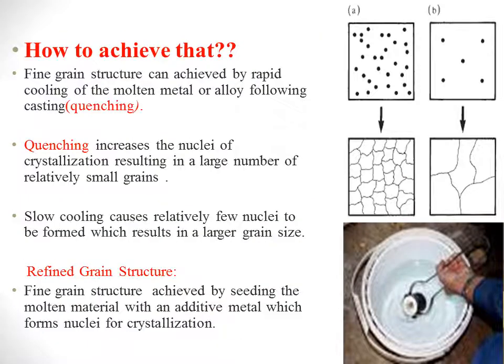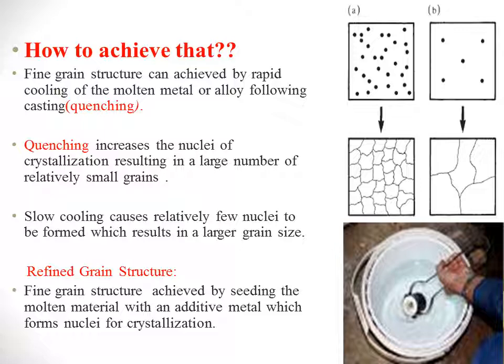Now, how can you achieve a fine grain structure? A fine grain structure can be achieved by rapid cooling of the molten metal. This process is called quenching. Quenching is simply the rapid cooling of molten metal, and this increases nuclear crystallization, resulting in a large number of relatively small grains. As you know, the smaller and finer the grain, the harder and more resistant the metal. Slow cooling causes relatively few nuclei to be formed, which results in a larger grain structure.